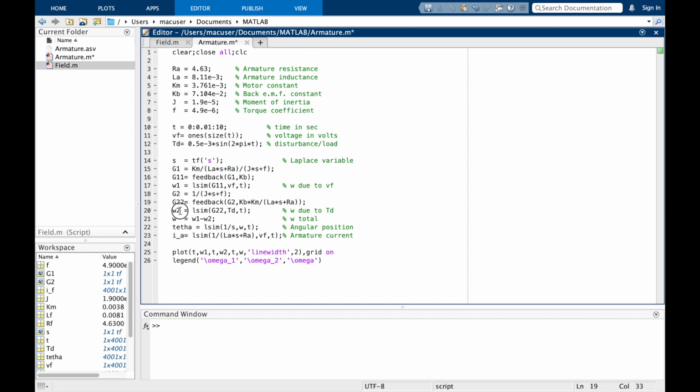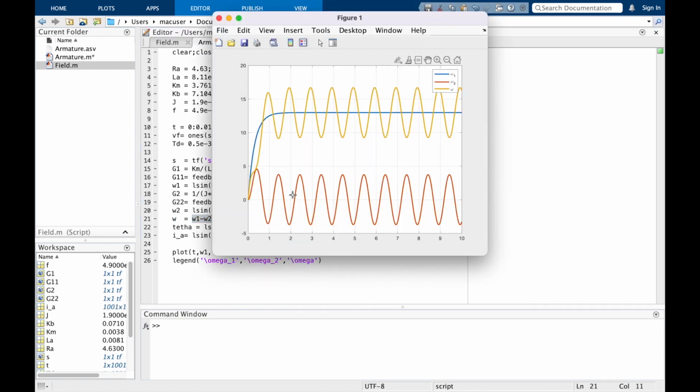And then omega 2 is the omega that is caused by the torque. Linear simulation, the transfer function is G22, the input is the torque disturbance, and this is the matrix of time. And in total the omega is omega 1 minus omega 2. Then let's see how it appears. Okay, this is the result.